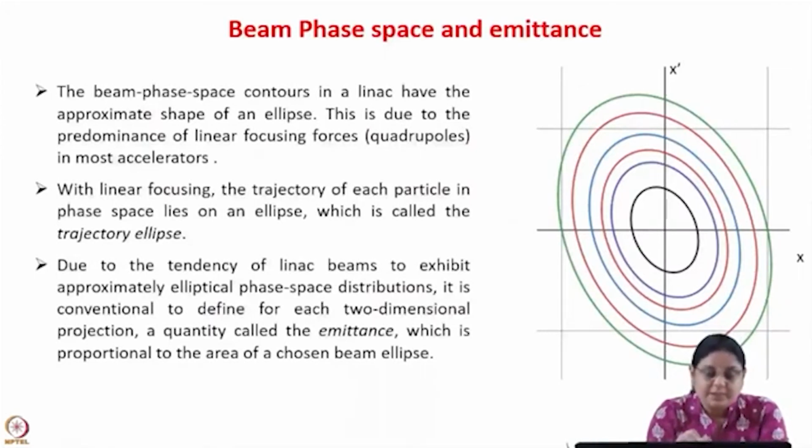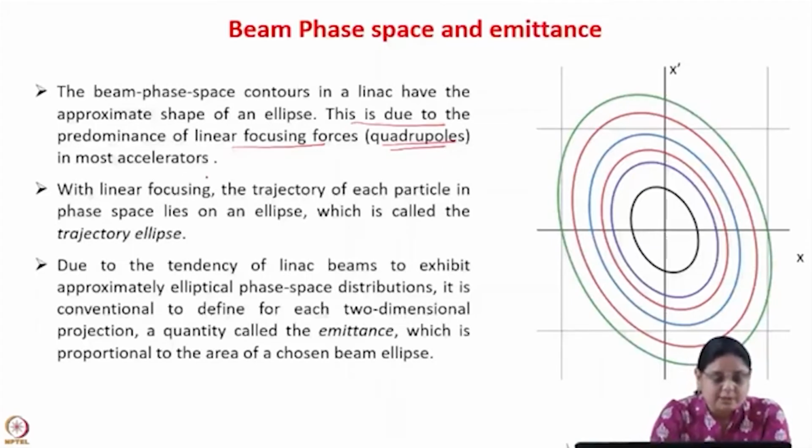The beam phase space contours in a linac have the approximate shape of an ellipse. We have derived this in the previous lecture. We saw that whenever there are linear forces, the beam or any charged particle in phase space travels in an elliptical path. This is due to the predominance of linear focusing forces, quadrupoles. The focusing force due to a quadrupole is linear in most accelerators.